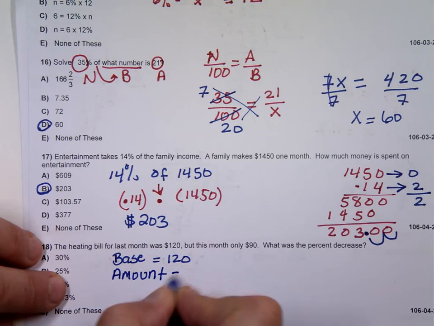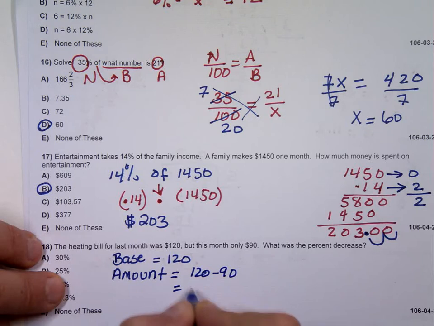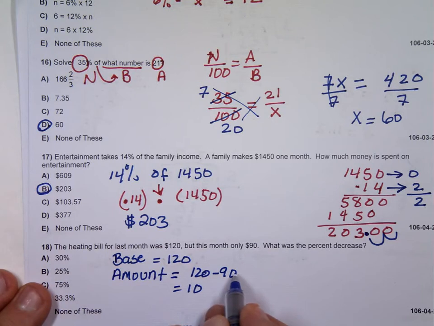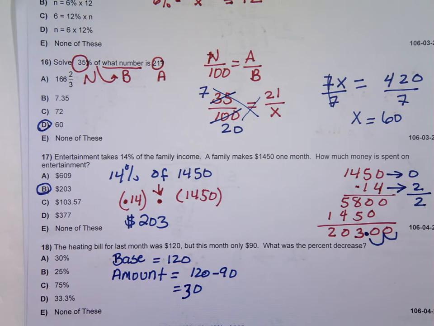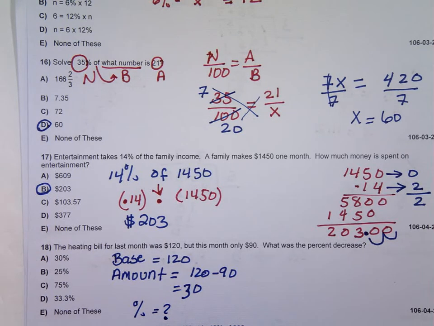is 120 minus 90, which is what? 10. 30. Isn't it 30? 120 minus 90 is 30. Oh, I said 10. So it decreased by $30. And we're looking for the percent. That's what we're looking for. What's the percent decrease?